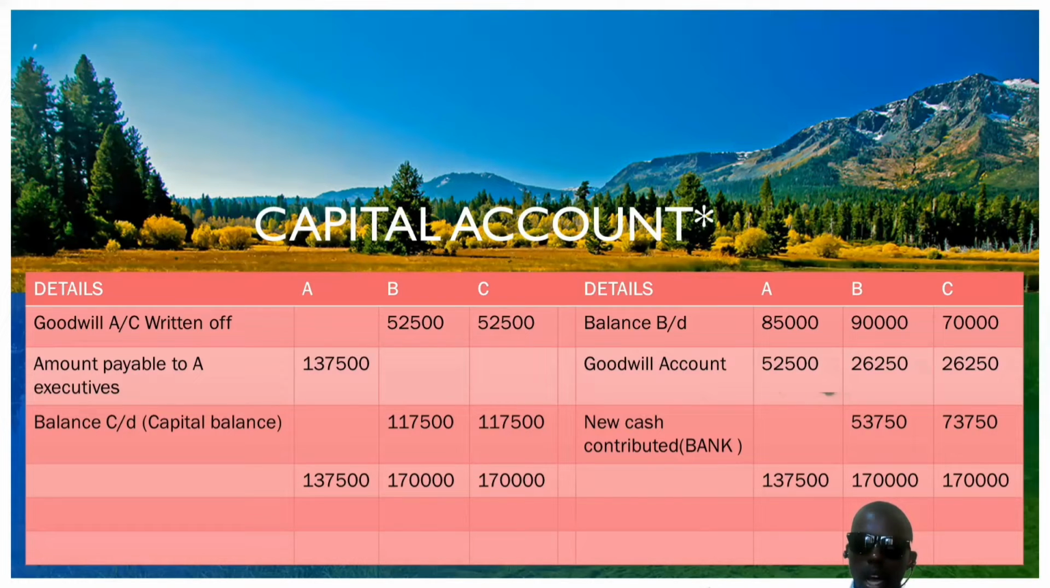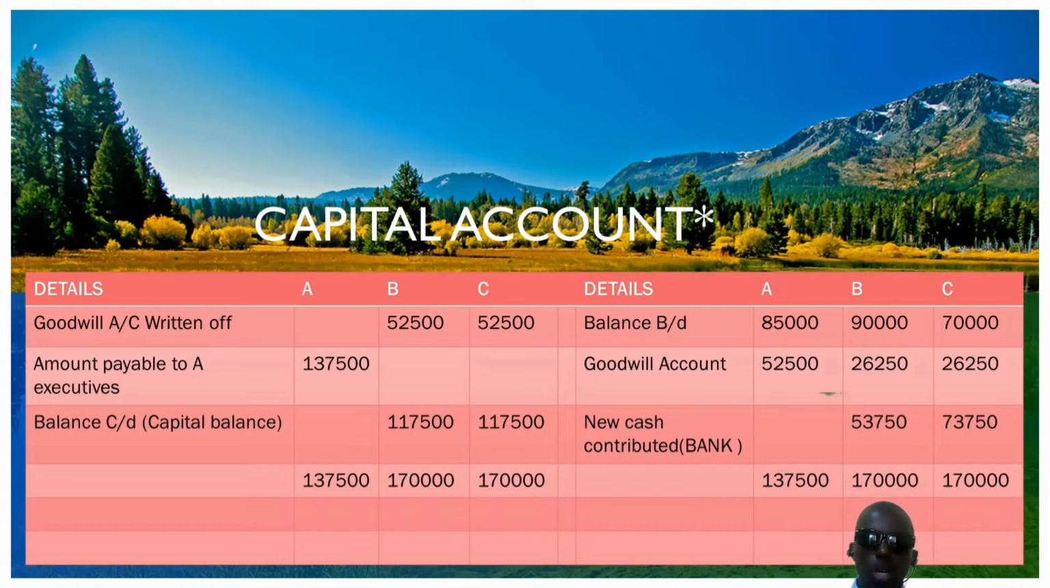So what should we do before we proceed? You realize that now A has died, so there is nothing else remaining for A. So we have to sum up what is due to the executor of A. That is 85,000 plus 52,500, that is 137,500.